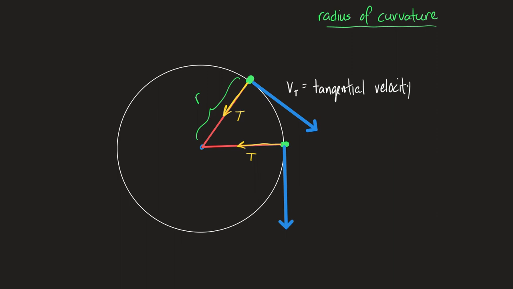I'm using my words carefully here. So you can have two different accelerations at the same time. You can have an acceleration that changes the size of your speed, makes you speed up or slow down. Or you can have an acceleration that changes your direction, the direction of your velocity.